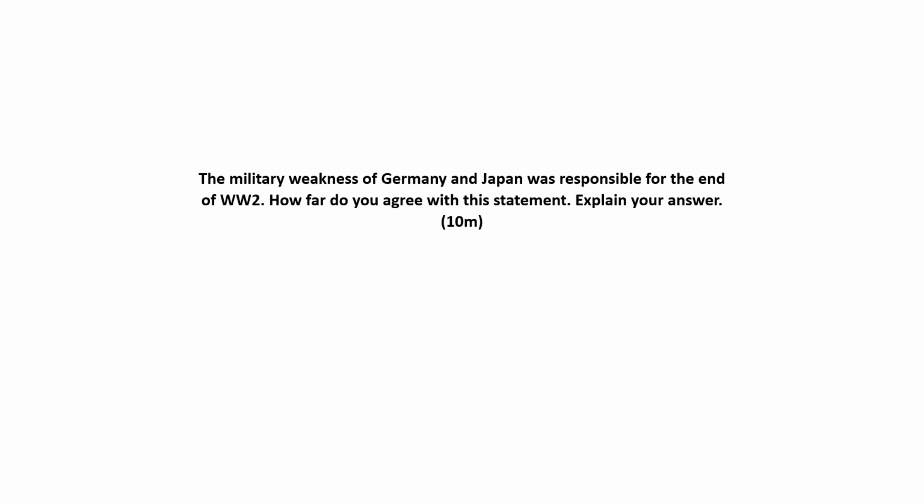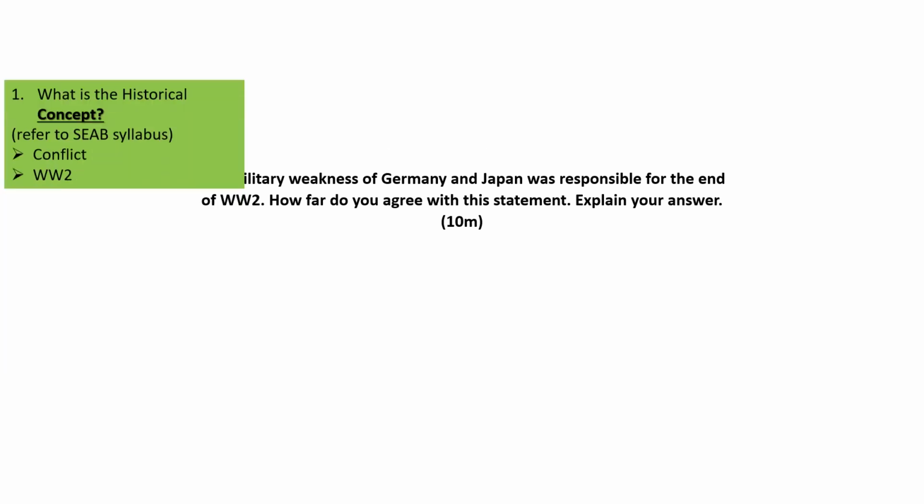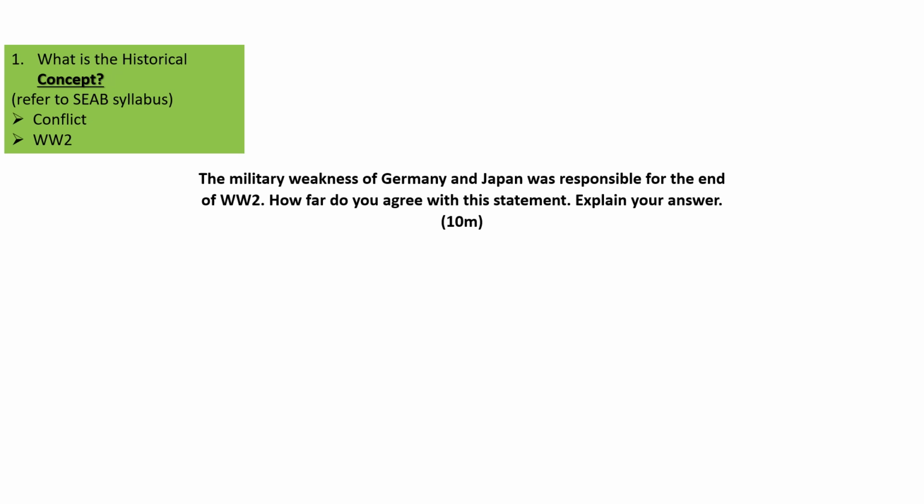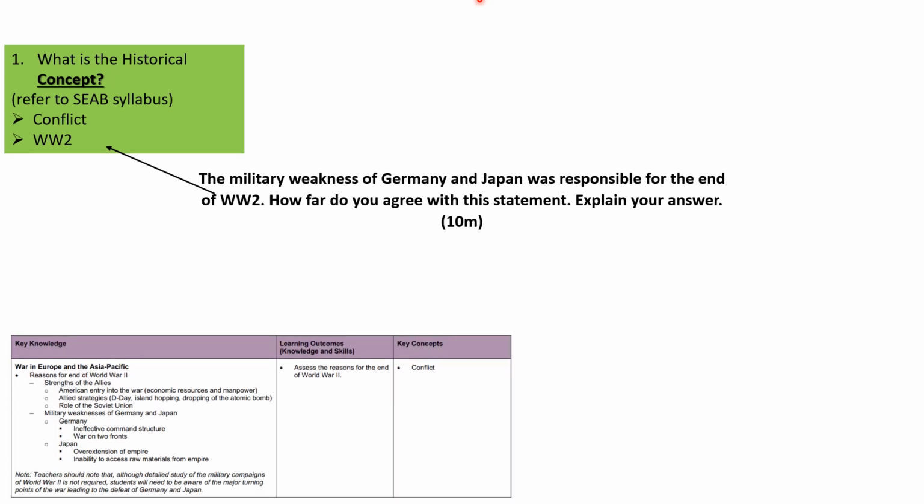So always remember when we have an essay question, you need to do the first thing. You need to actually identify the historical concept. And for this specific question, the historical concept, which we take reference to the SEAB syllabus guide, is really about what is conflict, what is World War II. Okay, so always remember at the back of your mind, especially when we do a history essay, it is really about what is the main part of the question asking in terms of the historical concept. Okay, so this was what I meant by looking at the syllabus document.